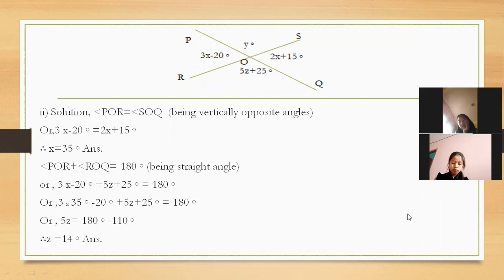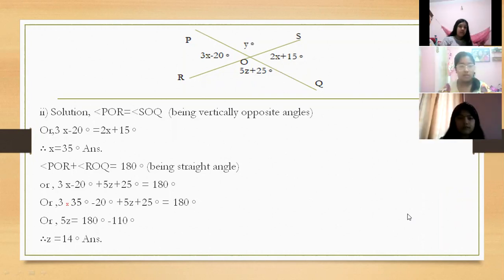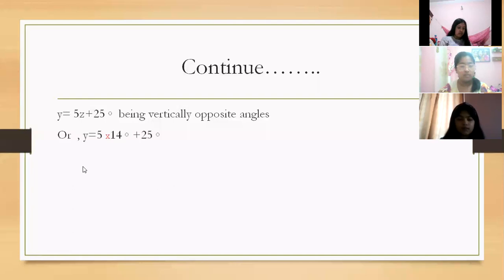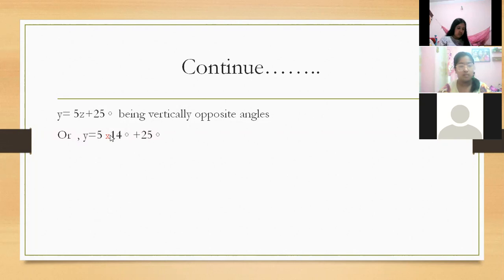Okay, children? And here, after finding this, now keep the value of z here. Then y equals 5 into 14 plus 25. This is multiply, it is not x, it looks like x, but it is multiplied. When you multiply with 14, then you'll get 70. 70 plus 25, then you will get the value of y also, 95. Okay, we got the value of y. Okay, children.